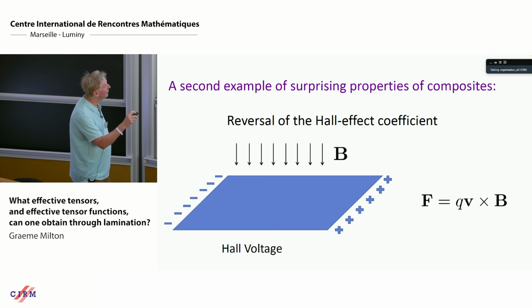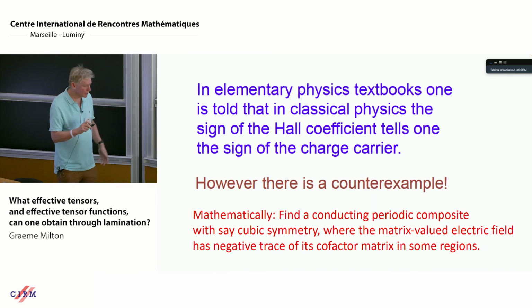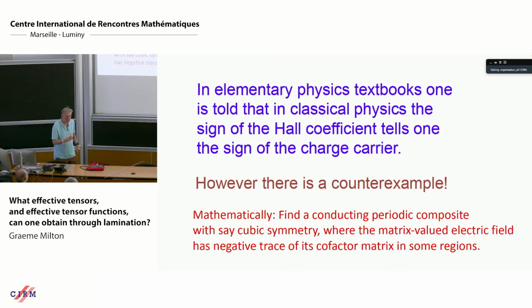So in addition to the voltage here, you get a transverse voltage, which is called the Hall voltage. That can actually be used as a way to detect magnetic fields, for example.